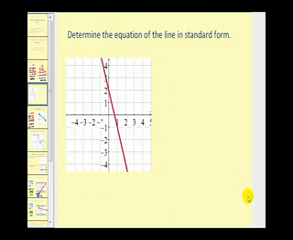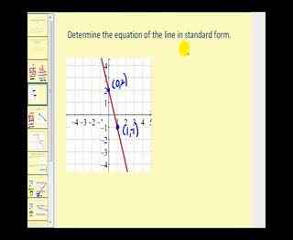Now we want to take it one step further and find the equation of a line in standard form given the graph of the line. Now by now we know there's several ways to determine the equation of a line. Let's start by determining 2 points on the line we could use to determine the equation of the line. So for example, this point here would be the point 0, 2. This point here would have coordinates 1, negative 1.